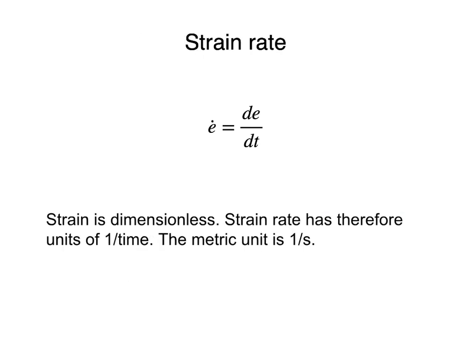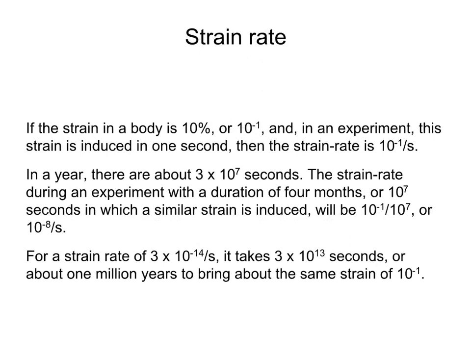Finally, we need to talk about strain rate, or eta, which is strain divided by time. Strain is dimensionless, it does not have any units. Therefore, strain rate has units of 1 over time. The metric unit is 1 over second. These examples illustrate better what strain rate means.